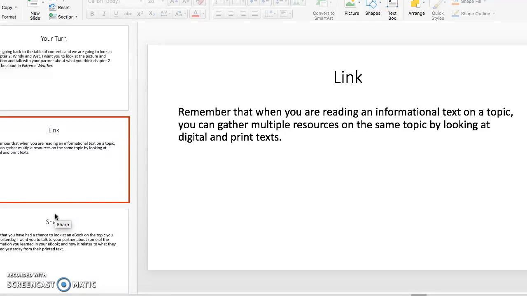So today, as you go off, I want you to think about the topic that you were looking at yesterday, and I want you to find an ebook on that topic today. And I want you to take notes in your writing journal, and then I want you to come back to the carpet today to share out with your partner about predictions you made about what the chapter is going to be about and how that information is related to the print text you looked at yesterday.